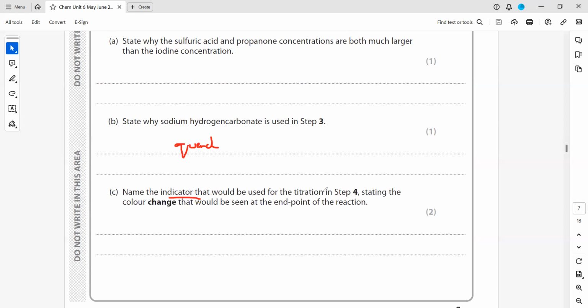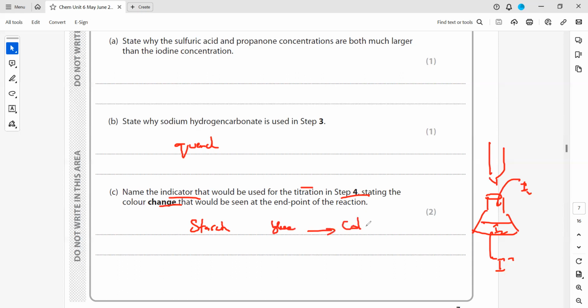Name the indicator that would be used for titration step 4 and state the color change that would be seen at the end point. So look, we have iodine there. When we titrate with the sodium thiosulfate, the iodine molecule will turn into iodide, and iodide is colorless. So in the presence of starch, it will turn from blue-black to colorless. So we use starch as an indicator. And what is the color change? It will be from blue-black to colorless. It does not show any color.